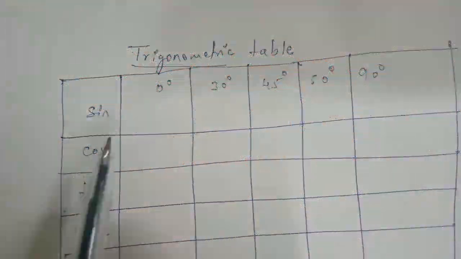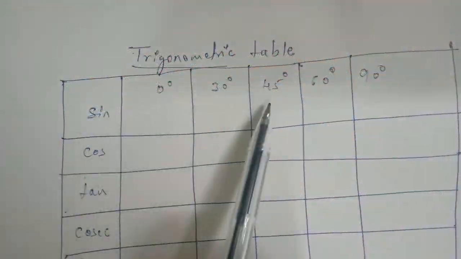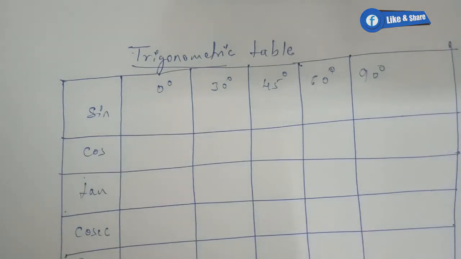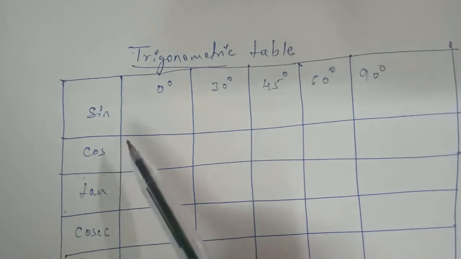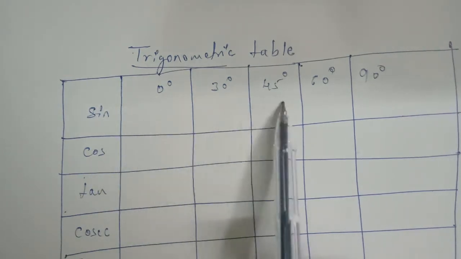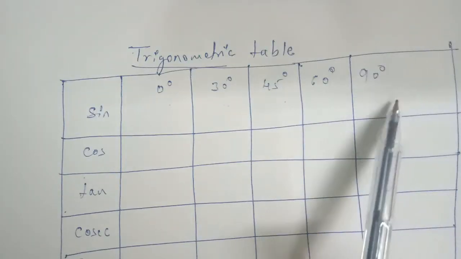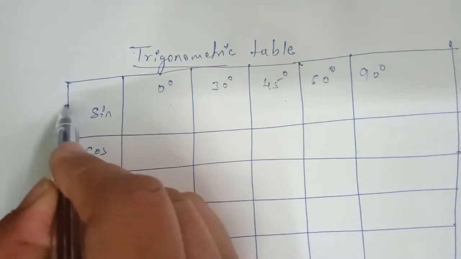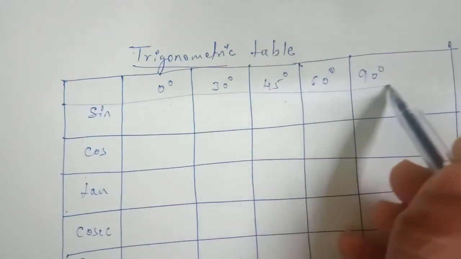Yes, student, let us start the next topic, trigonometric table. First of all, we're going to understand the trigonometric table. We have values of the 6 trigonometric ratios at some particular angles, that is 0 degree, 30 degree, 45 degree, 60 degree and 90 degree. Now let us see how the values can be calculated.